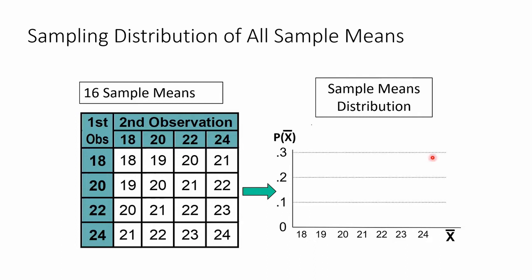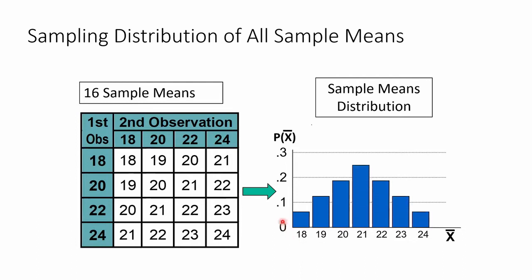Now you check the probability of getting 18. You get 18 only once, and there are 16 sample means, so 1 over 16 is the probability of this value. Likewise, for 19, you have 19 two times, so 2 over 16 is 1 over 8, which is a little bit greater than the probability of getting 18. If you plot this graph, you will see that the distribution is very different from the initial distribution. So this is no longer uniform.